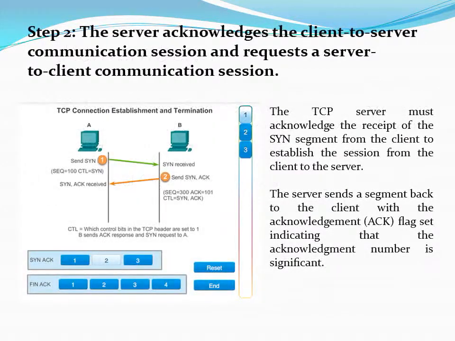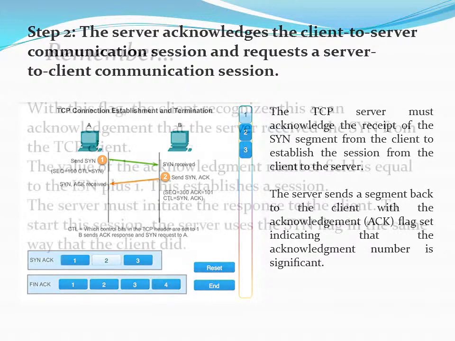Step 2. The server acknowledges the client-to-server communication session and requests a server-to-client communication session. The TCP server must acknowledge the receipt of the SYN segment from the client to establish the session from the client to the server. The server sends a segment back to the client with the acknowledgement ACK flag set, indicating that the acknowledgement number is significant.